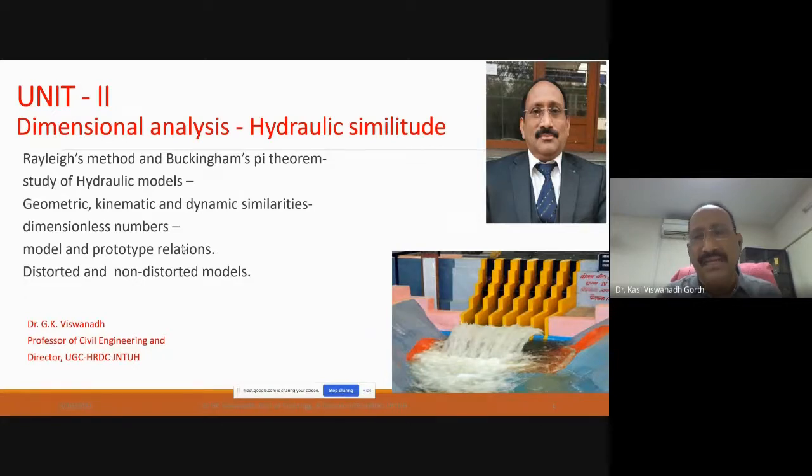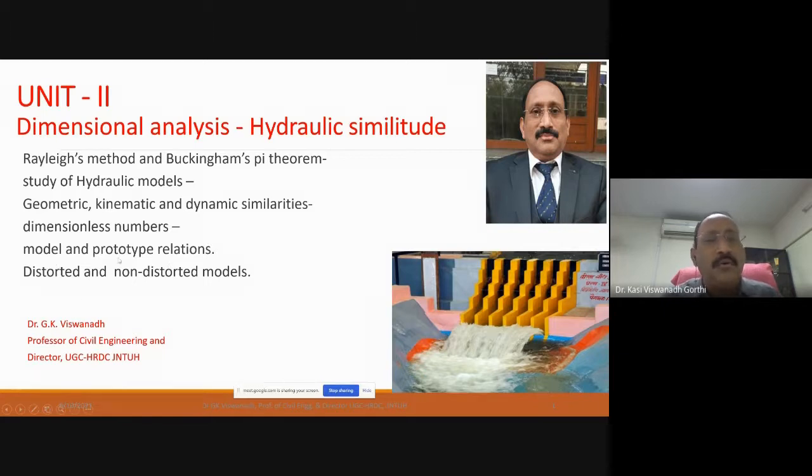We need to study because we cannot afford to construct a big dam of 100 meters high and tomorrow you say that no, it should have been only 80 meters. I want to cut down. We cannot afford that because it's all thousands of crores of rupees. Okay, so that is the reason we try to prepare a model, study on the model, and arrive at the performance, then transfer to the actual structure.